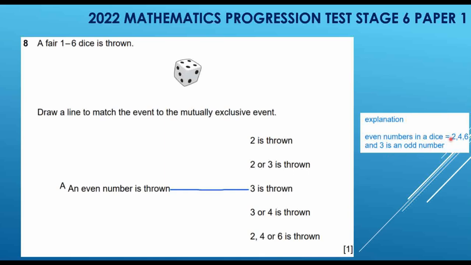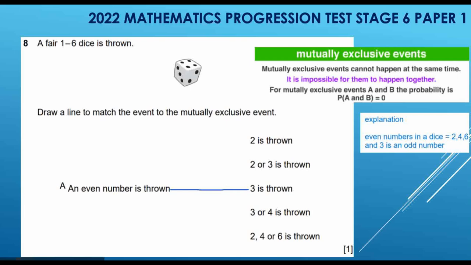Even numbers on a die are 2, 4, 6, and 3 is an odd number. Mutually exclusive events cannot happen at the same time, so it's impossible for them to happen together. When the die is thrown, it is not possible to get 3 and an even number at the same time. We don't choose the other options because they include even numbers. So that will be the answer, this one. Next.